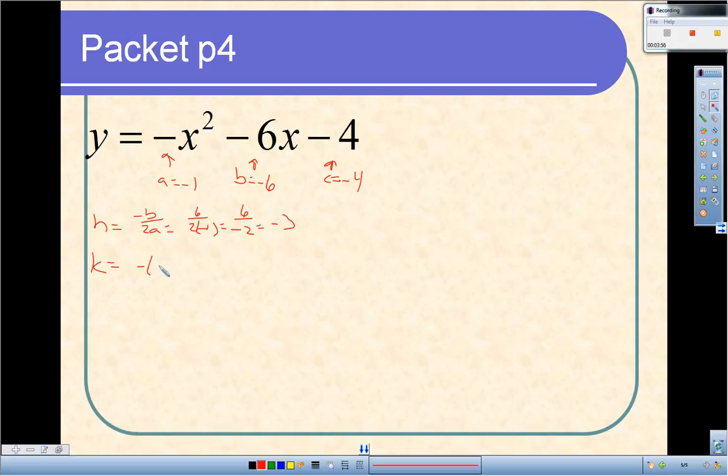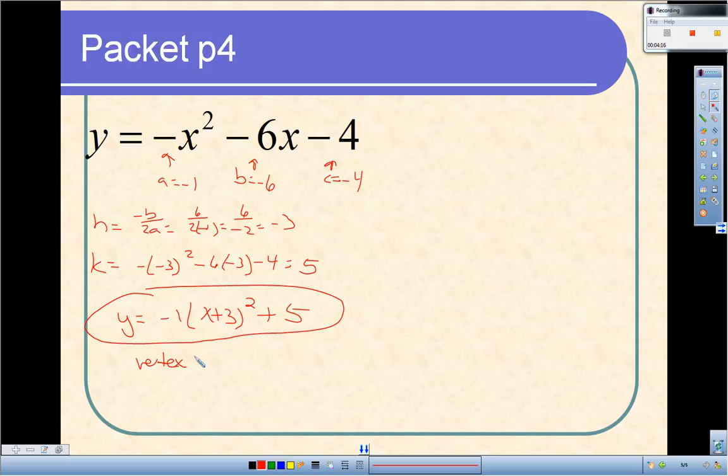To find k, I'm going to plug negative 3 in for x. Be careful with your signs. Plug that into the calculator, and that gives me 5. So my vertex form is y equals negative 1 times (x plus 3) squared plus 5. Alright, with that being said, now I can identify my vertex. My vertex is h, k. Remember, take the opposite of what's in the parentheses, so that would be negative 3, 5. My AOS is x is equal to h, so that would be x equals negative 3.